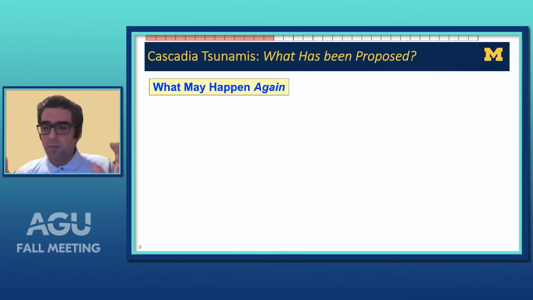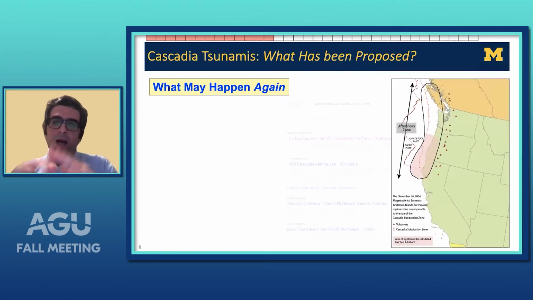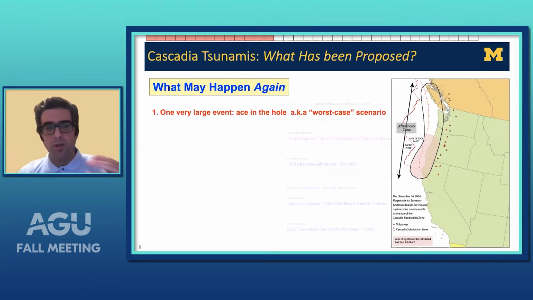Now, this is one data point that we have. What may happen in the future is the big question. And if you just do a little Google search, this is what I get within my filter bubble for a 1700 Cascadia earthquake, and it has an ominous picture here on the right. It doesn't explicitly say so, but it implies that this is probably something that happens in the future. And this is called the worst case scenario.